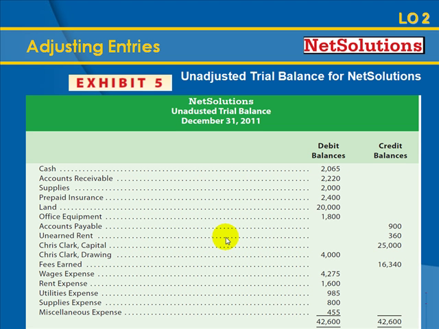Here is a depiction of an unadjusted trial balance from Net Solutions. This actually came from Chapter 2, and this should look familiar to you if you have been reading your book and studying your material. Again, a trial balance is just simply to prove that debit and credit balances for accounts are equal, and to make sure that all debit accounts are listed in the debit balances and the credit accounts are listed in the credit balances.